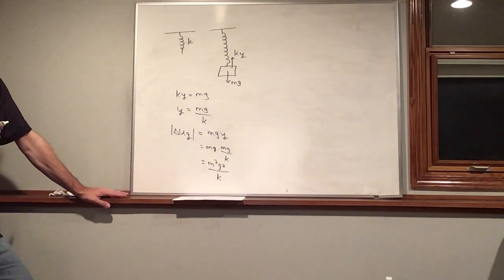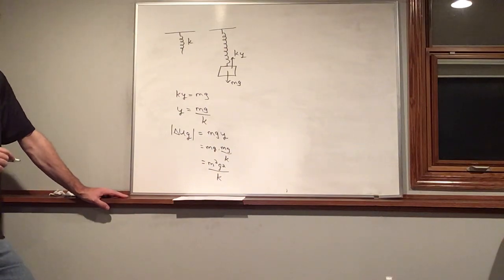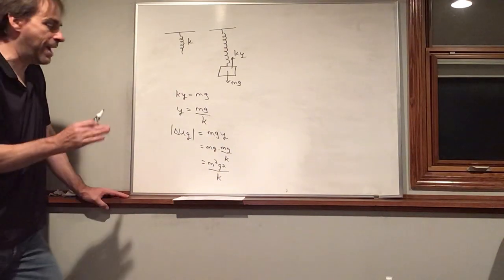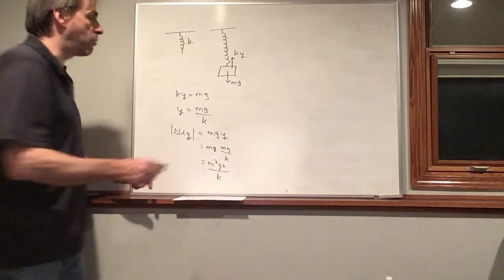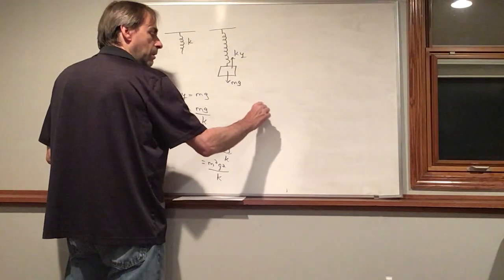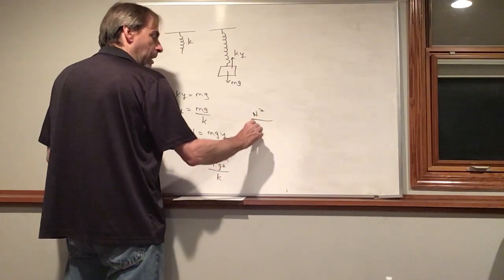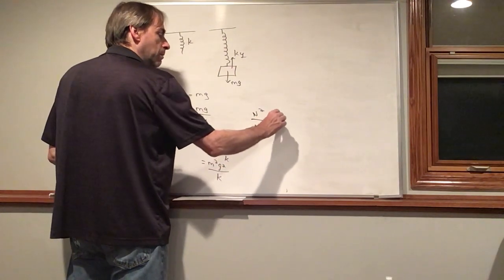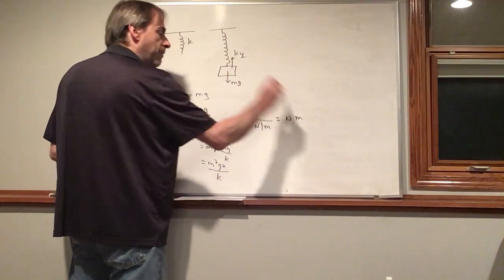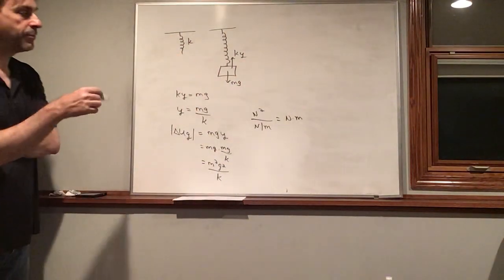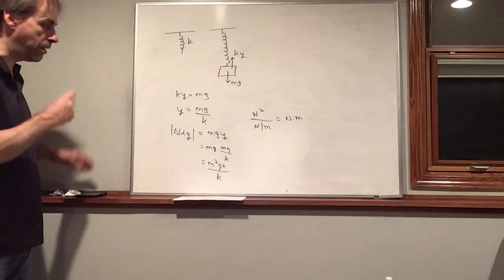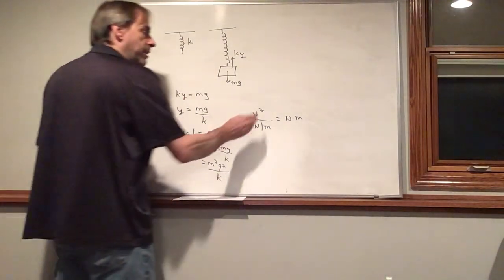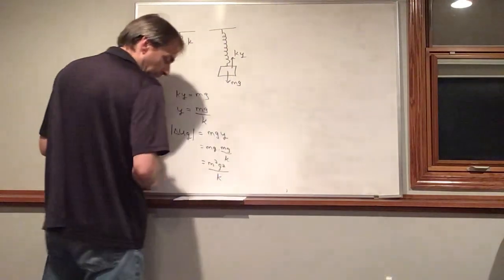I want to check the units here real quickly. We know that mg is a force. So here we have newtons squared divided by k, which is newtons per meter. So yeah, this will give us a newton times a meter, which is a joule. So unit-wise, this checks out. That's the loss of gravitational potential energy.